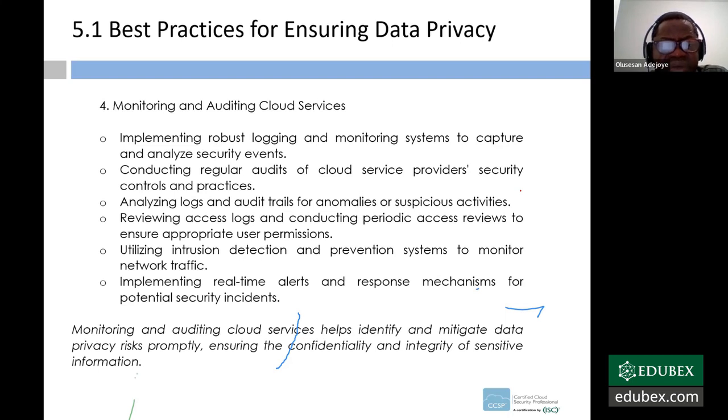Monitoring and auditing is very important. You conduct your risk assessment, you do your regular audit, you analyze your logs, review access logs, then your intrusion prevention system, your IDS, all those things, you should review them.